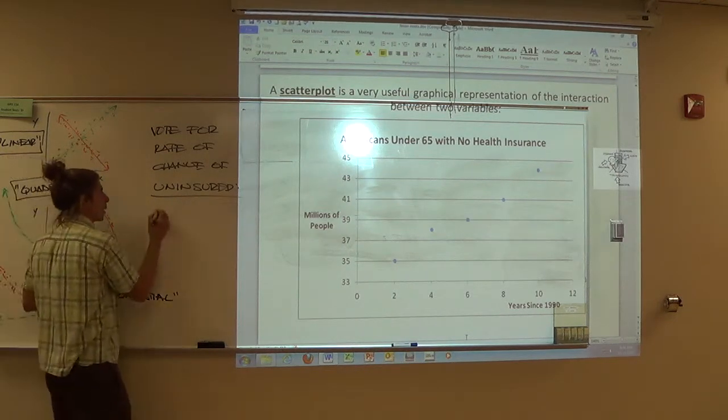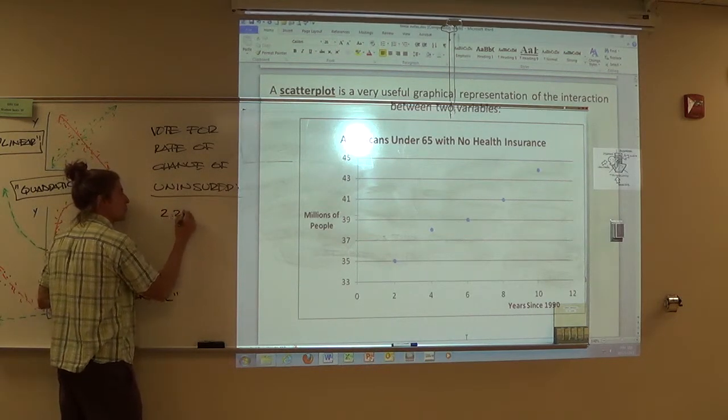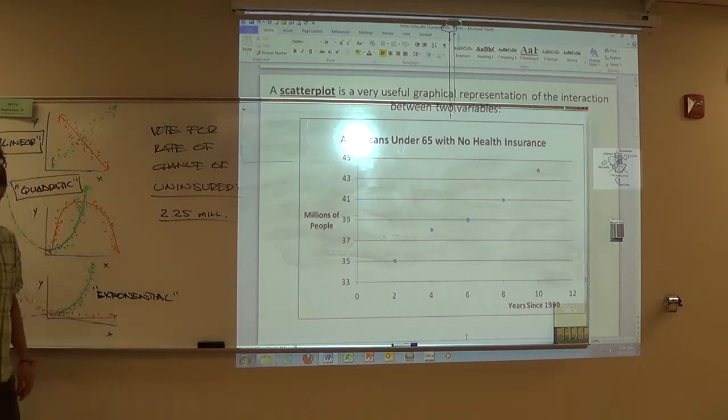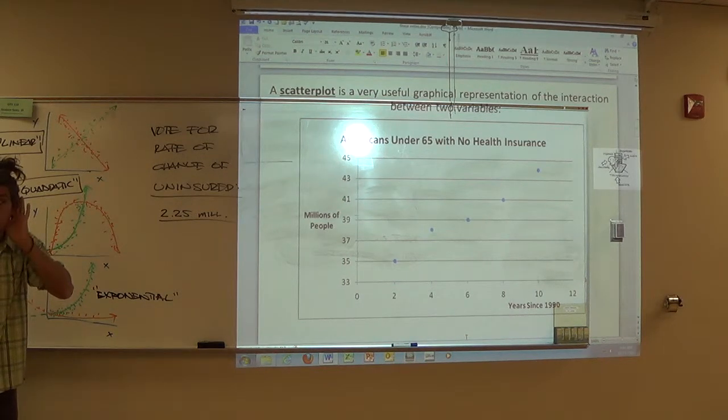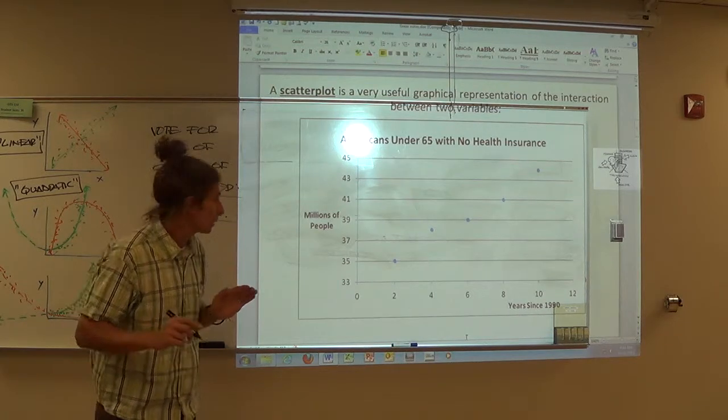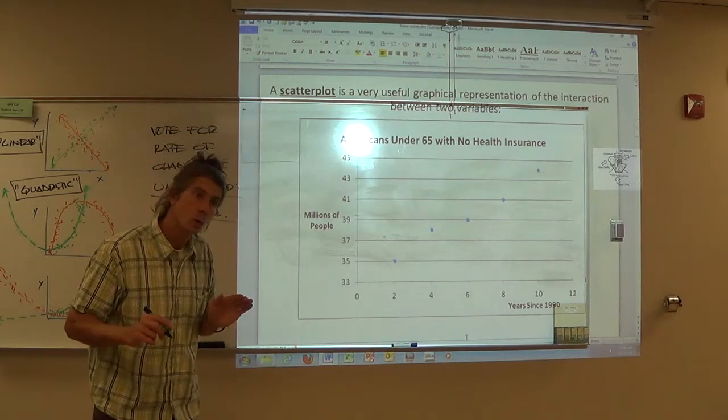The vote was for an increase of 2.25 million over how long? Gotta remember, 2 years. That's over 2 years, right? 92 to 94, 94 to 96. I divided it by 4 and I got 6.5. So I did 2 plus 2 plus 2 plus 2, and then I divided it by 4 and I got 6.5.